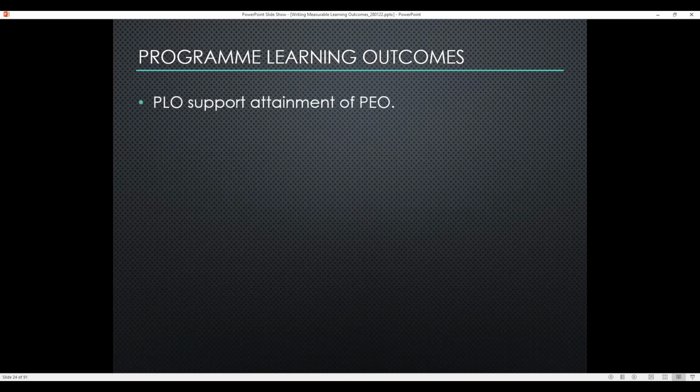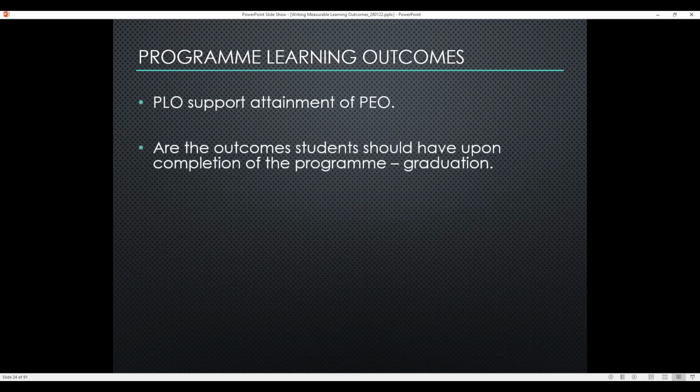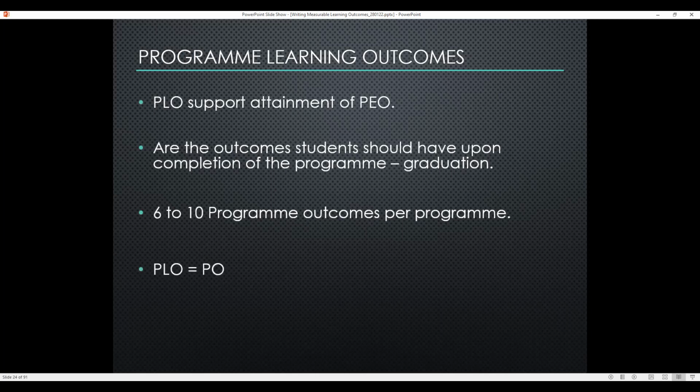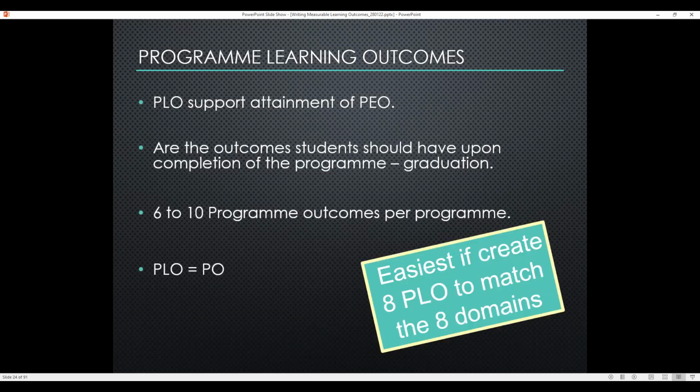So like I have explained just now, PLO is actually to support the PEO. After you have your PEO already, then you would write your PLO. And these are the outcomes when they graduate. Usually there are 6 to 10 program outcomes for each program. It really depends. You got to also look at your program standard for some guide, yeah.